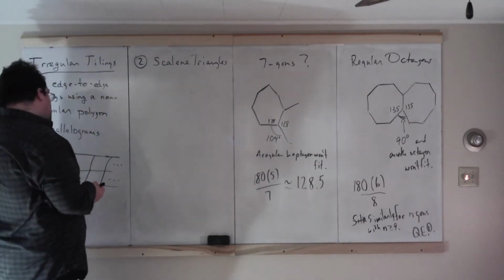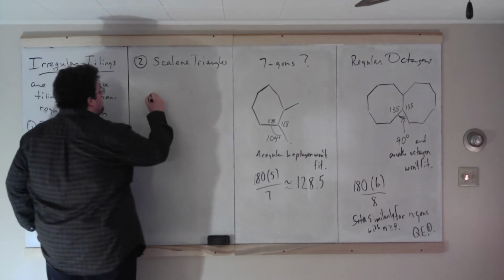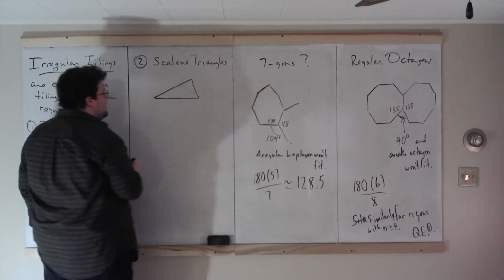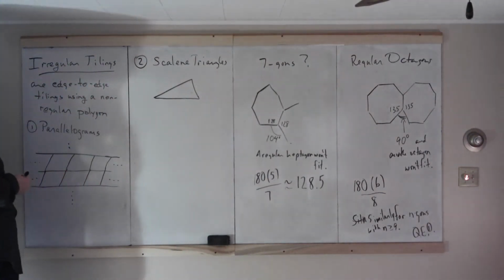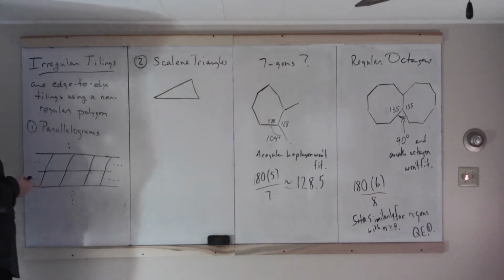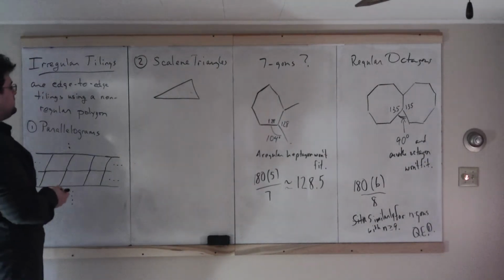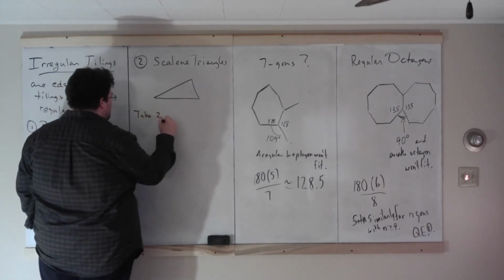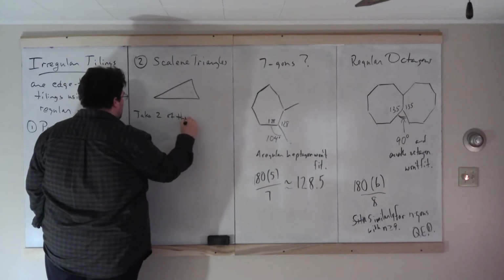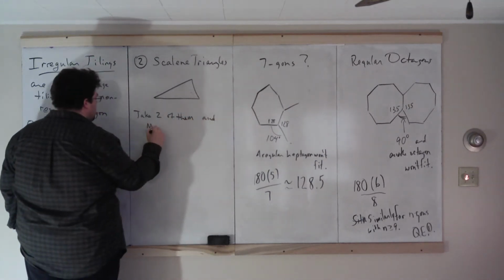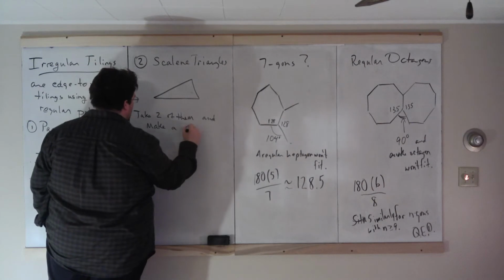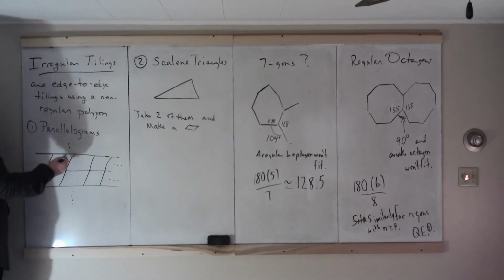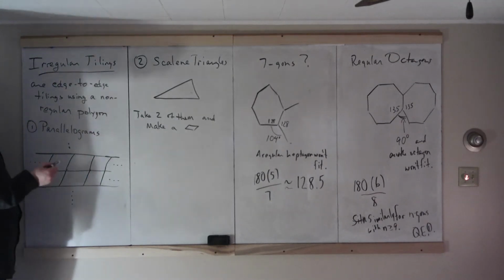Here we'll show for scalene triangles. What's a scalene triangle? Well, all the angles, all the sides are different. So right here we have a scalene triangle. How can we do an edge-to-edge tiling using scalene triangles? Well, what we can do is take 2 of them and make a parallelogram. Parallelogram is a long word. We can make a parallelogram, because notice parallelograms, you can divide them into 2 triangles.